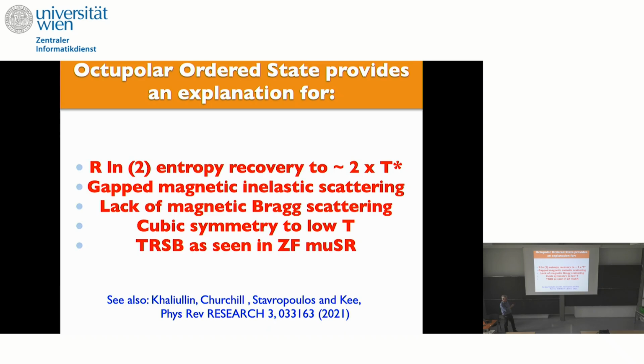What we're postulating is that there's a ferro-octupolar ordered state at T star in these systems. It accounts for the R log 2 of entropy instead of R log 5, a big difference. It accounts for the gapped magnetic inelastic scattering, the lack of magnetic Bragg scattering, the cubic symmetry down to low temperatures, and the time reversal symmetry breaking as seen by MUSR.